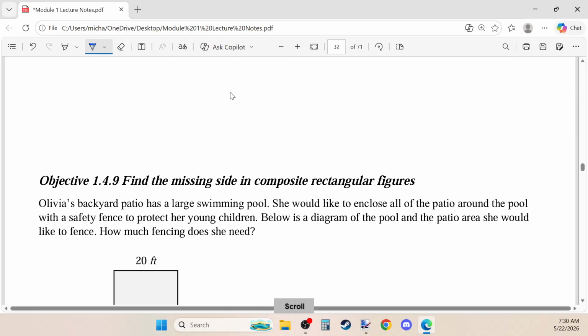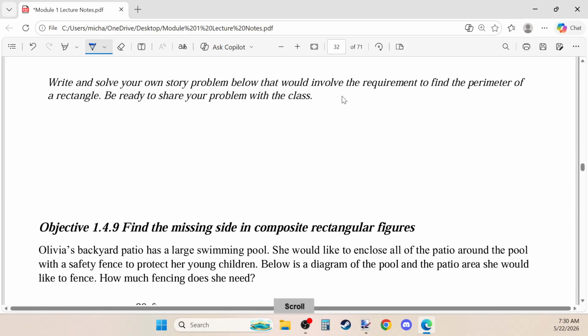Write and solve your own story problem below that would involve the requirement to find the perimeter of a rectangle. Be ready to share your problem with the class. This here is something you have to do completely on your own. Just write some sort of word problem that has perimeter of a rectangle as part of it.